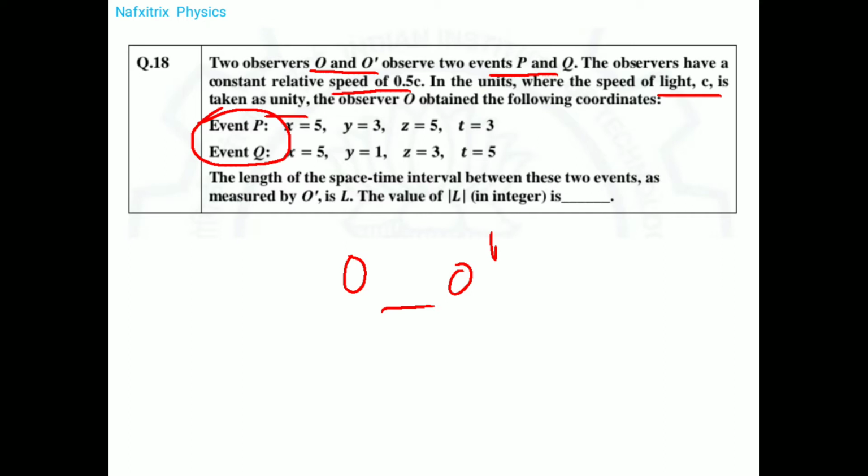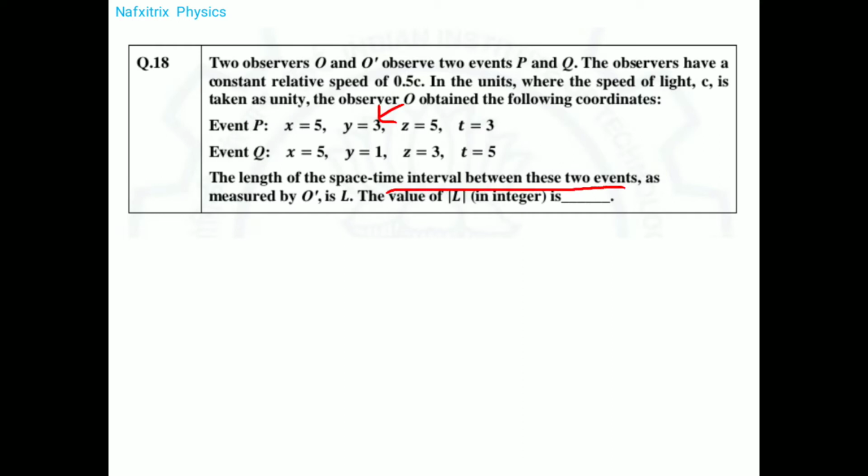The observer O obtains the following coordinates. So these are the coordinates obtained by observer O, only O, not O dash. Then we need to find the length of the space-time interval between the two events as measured by O dash, which is L. The value of L in integer is? So we need to find the length of the space-time interval as observed by O dash.